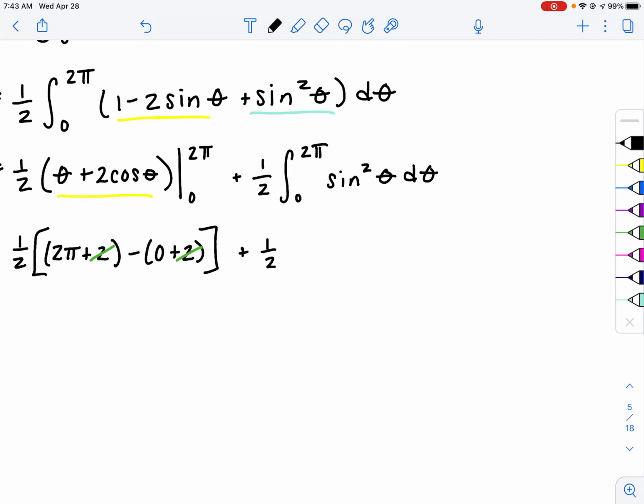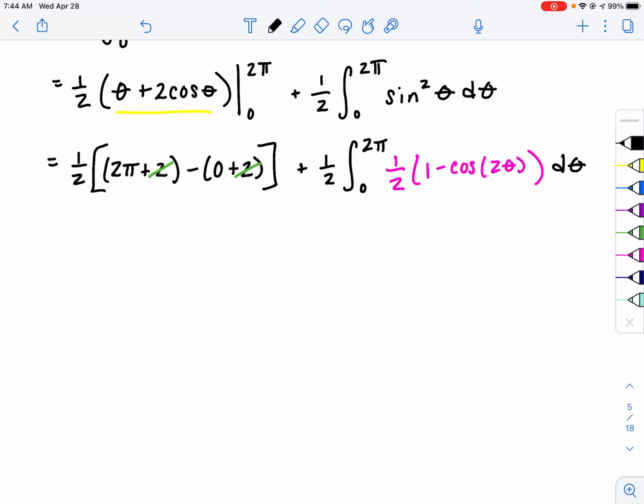So now worrying about this, I'm going to get 1/2 times the integral from 0 to 2 pi, and replacing sine squared with that formula we just wrote down, 1 minus cosine of 2 theta, all times 1/2, and then d theta. So I'm going to actually multiply the 2 halves together and then split that into 2 different integrals again. So the first part, we get 1/2 of 2 pi, so that's pi.